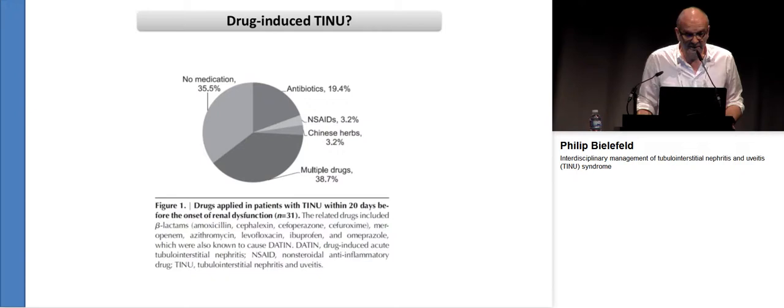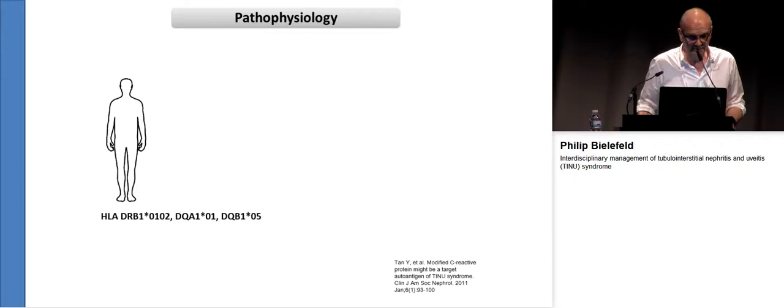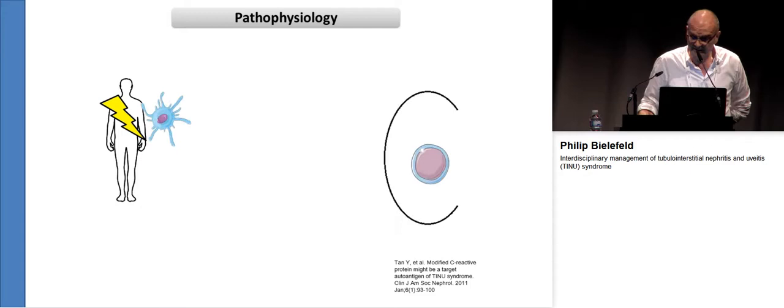Infection may induce TINU, such as Epstein-Barr, chlamydia, herpes, but this list is not exhaustive. And how does it work? In fact, some authors reported that some patients with particular HLA phenotypes may be predisposed to TINU, such as HLA-DRB1, 01, 02, and so on. And this patient has an aggression, for example, an infection, and this will stimulate T lymphocytes, which stimulates B lymphocytes, which leads to the production of anti-MCRP antibody.